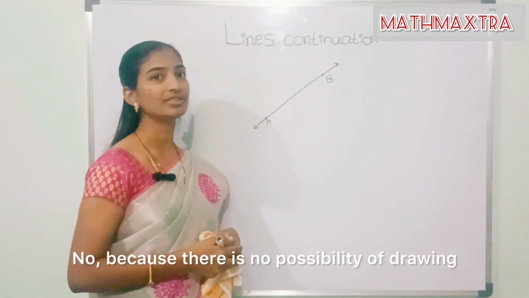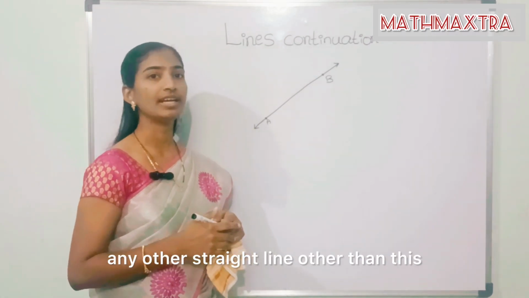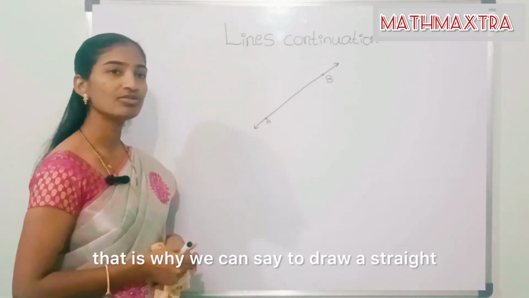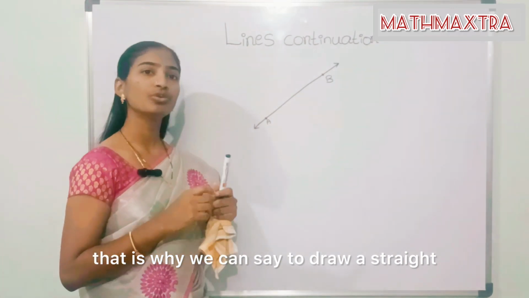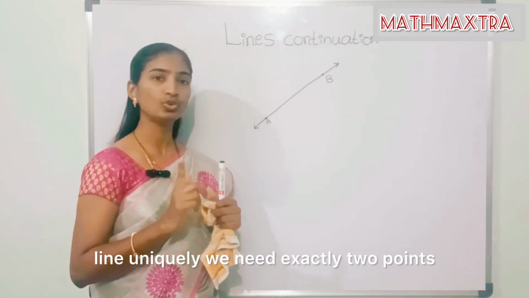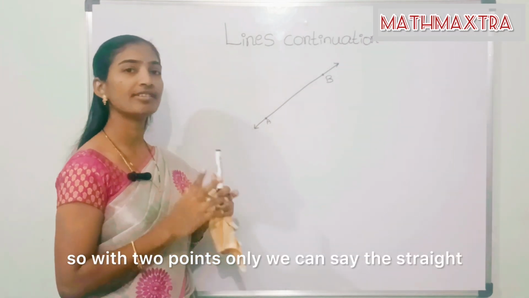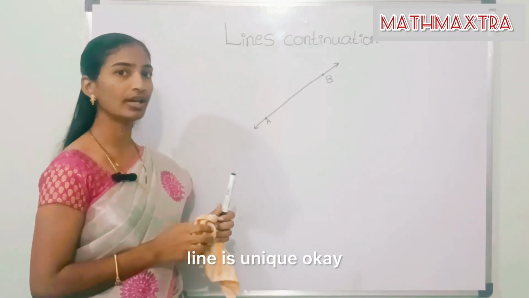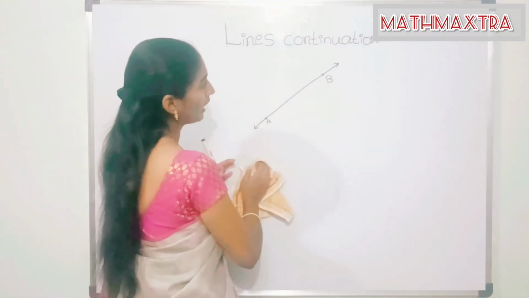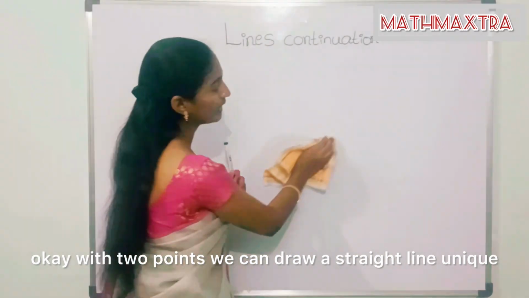No, because there is no possibility of drawing any other straight line other than this. That is why we can say, to draw a straight line uniquely, we need exactly 2 points. With 2 points only, the straight line is unique.